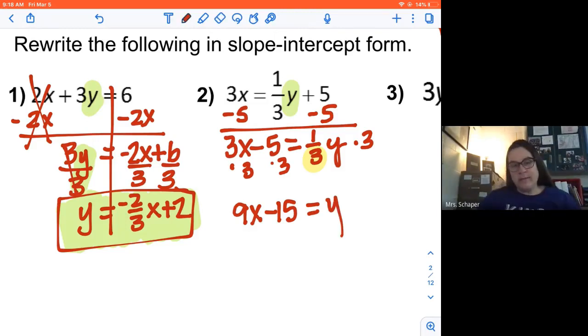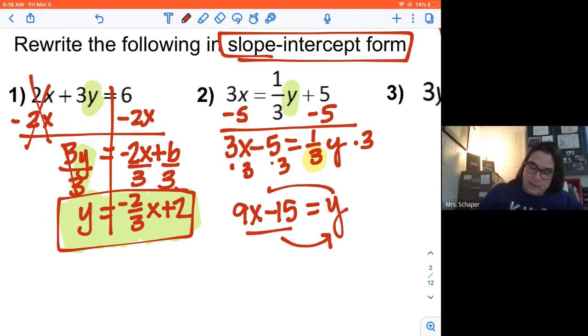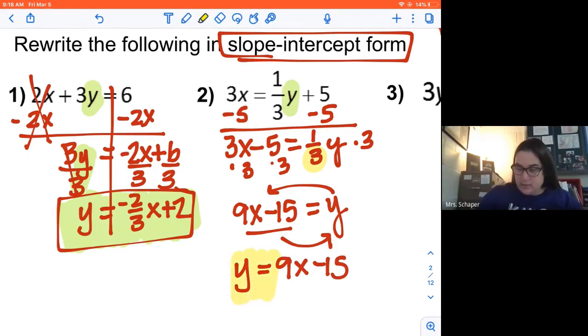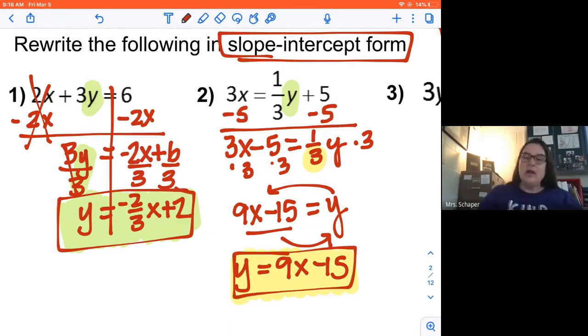All right, equals y. Now, because the equations have to be written in slope-intercept form, it has to be y equals. So what I'm going to do is I'm going to flip the sides of the equation. So y equals 9x minus 15. And my final answer is y equals 9x minus 15. Again, our goal is to really work on getting that y by itself.